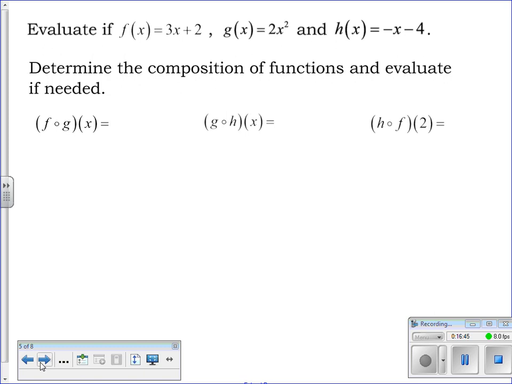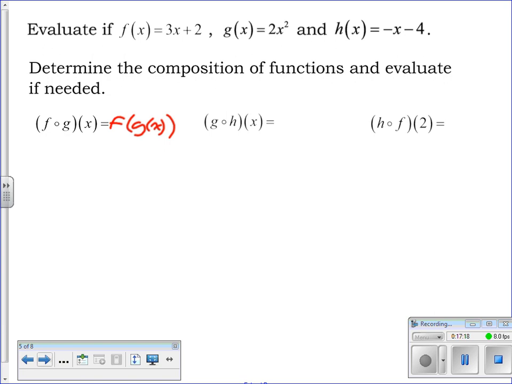Composite functions. F composed, see the little circle thing? This is what I was talking about. It's not really a dot, it's not an O, it's a goofy little symbol. This is a composite function. This is f composed of g. This is f of g of x. That's what that means. It's the first function of the second function. The second function is inside. F composed of g of x.